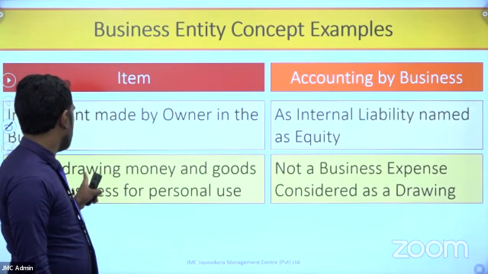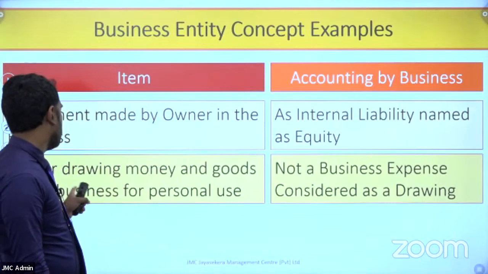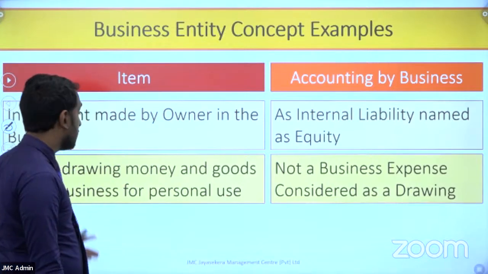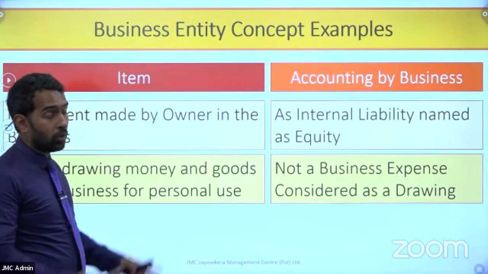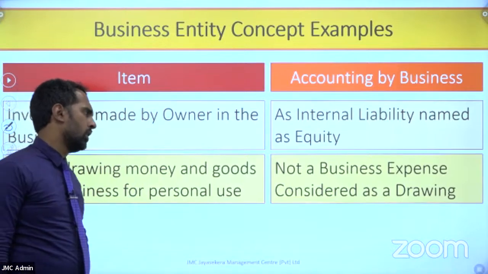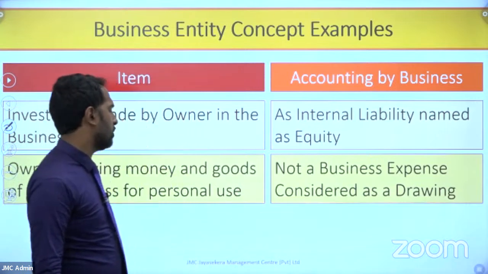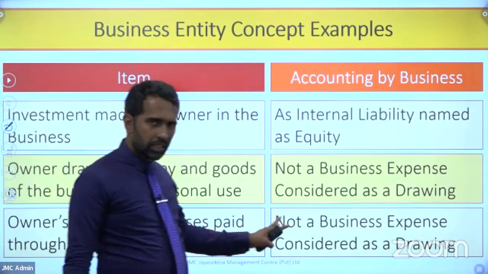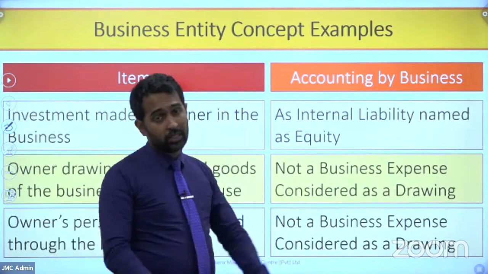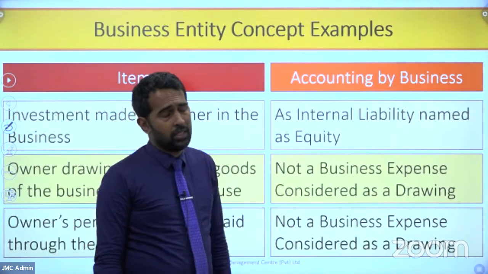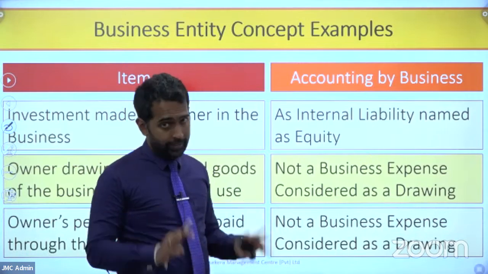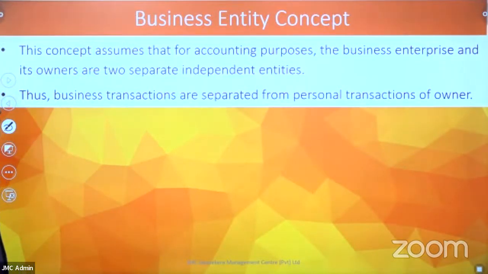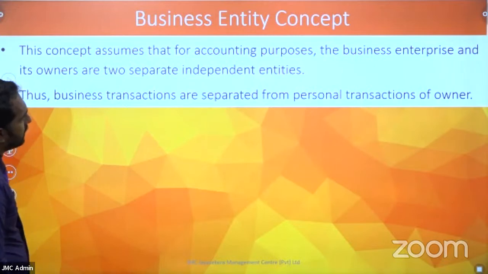Owner drawing money and goods of the business for personal use: the owner is drawing money and taking goods for his personal use. It's not a business expense, it's a drawing. The owner's personal expenses paid through the business are not business expenses, those are considered as drawings. I have given a detailed explanation in the business entity concept.